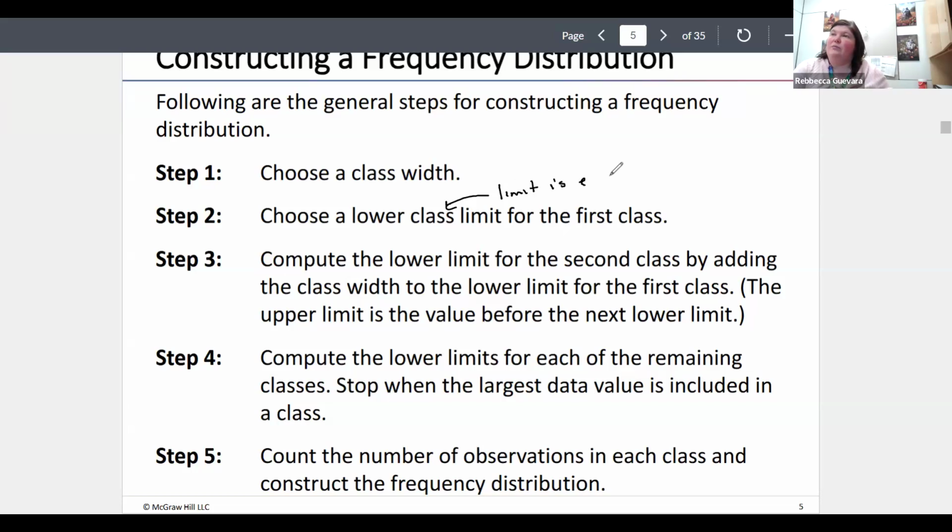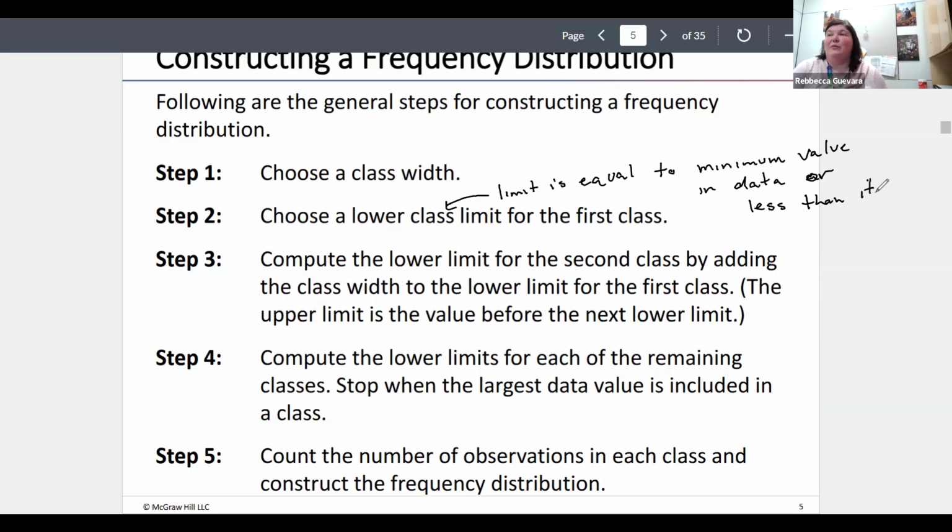That limit is equal to your minimum value in data or less than it. What that means is, let's say I have some sort of data and my lowest value was 3. That means my lowest class either starts at 3 or can start at something before 3, like at 2 or at 1 or at 0. So you can change that lower class limit to something that's a little easier to deal with.